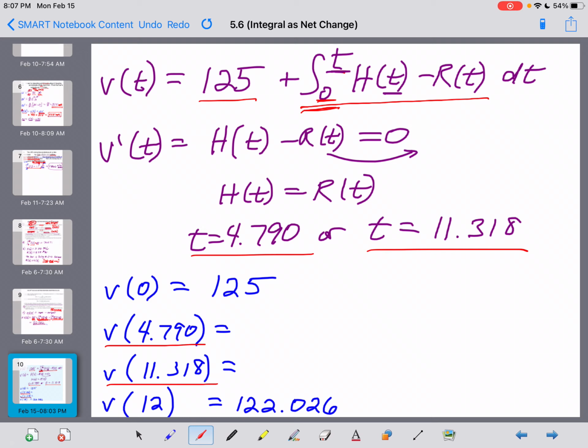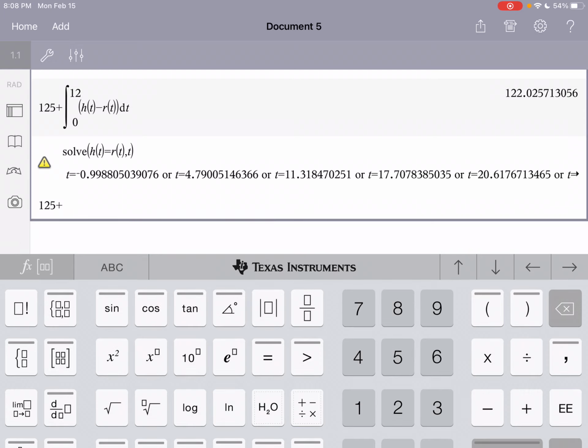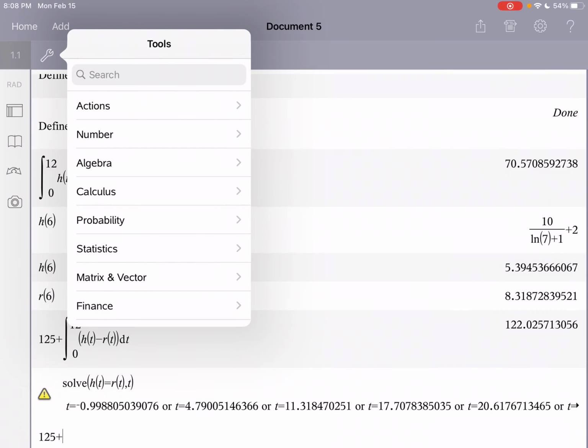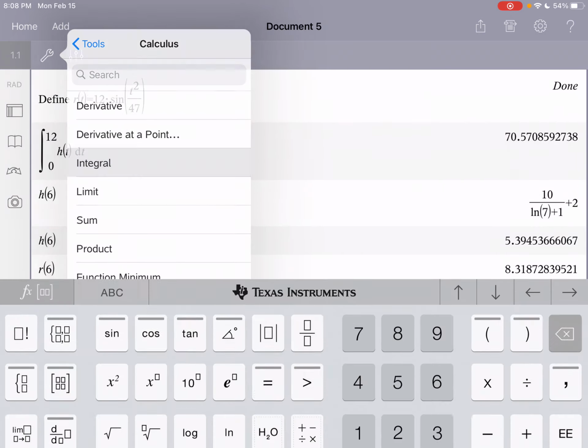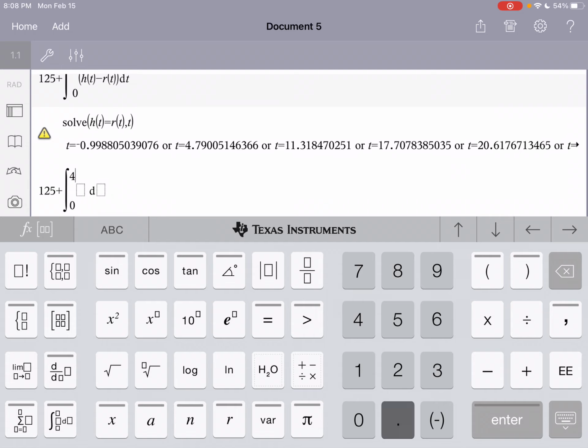We're going to go to our calculator and basically put in this function here, or better yet, this whole expression. I'm only doing it twice, so that's not too bad. So I'm going to type in 125 plus, we're doing a definite integral now, so I'm going to go to my calculus menu and integral, and we are going from 0 to, and our first value, I can see it right above me here, is 4 point. Now what we wrote down on our paper was 790.